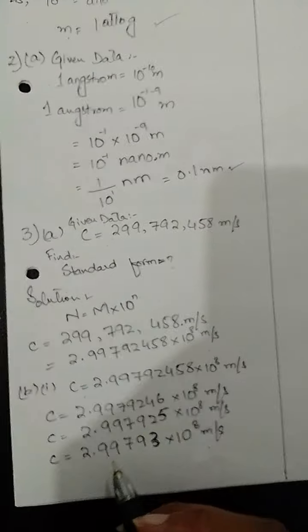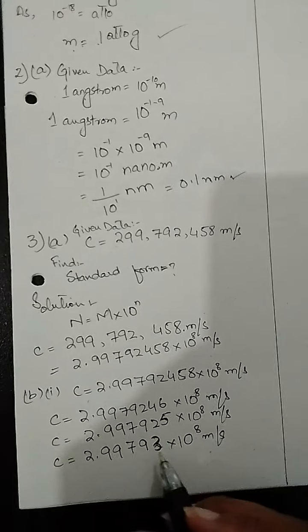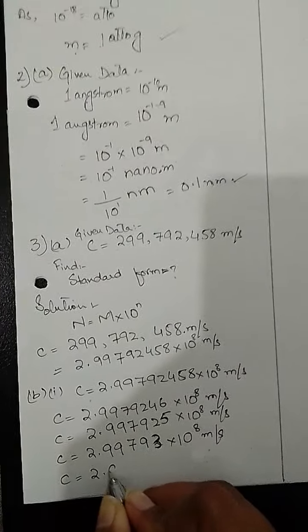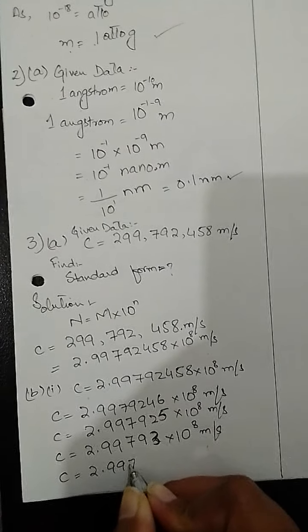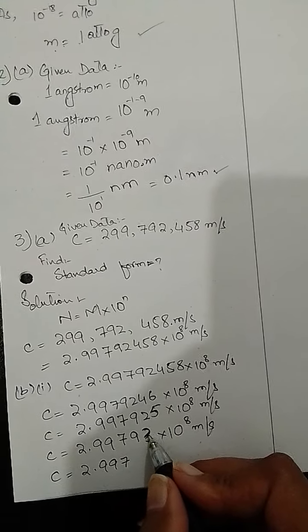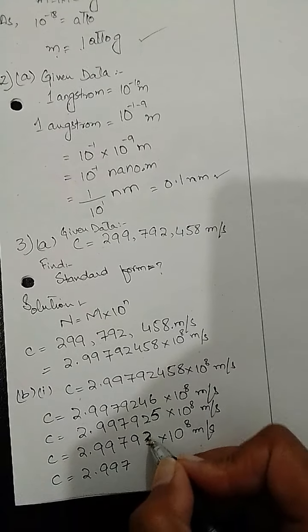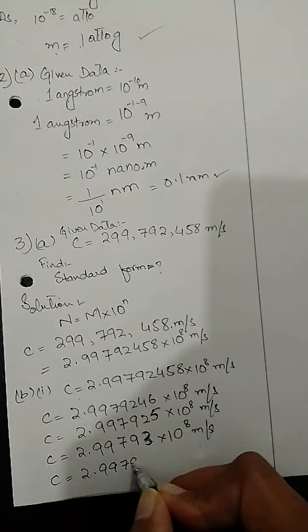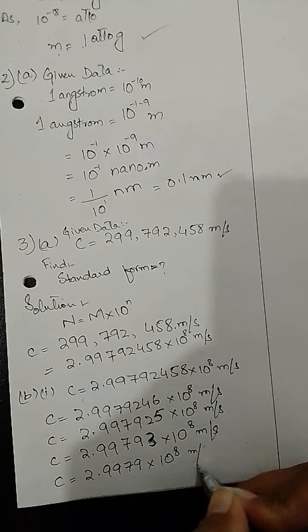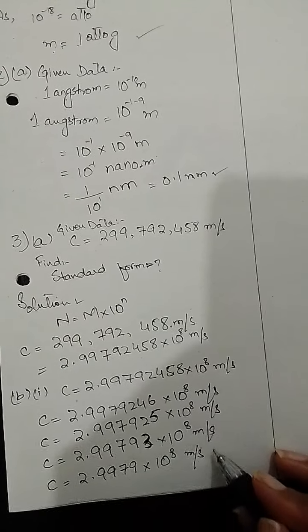So do we have 5 significant figures yet? 1, 2, 3, 4, 5, 6. No, we have to go one step further. 2.997. So as 3 is smaller than 5, we don't have to do anything. We would just drop 3, and 9 will be our answer, and to the power 8 meters per second. This is your required answer.